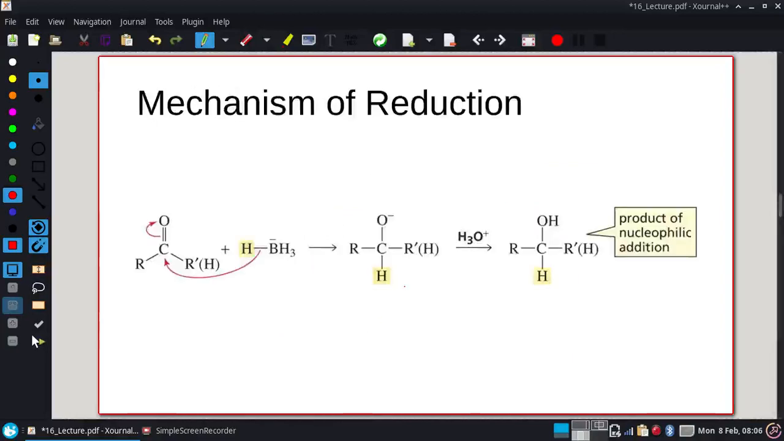Now, here is that mechanism. It's actually the BH4 part of it that does all the work. And that does just do a nucleophilic attack. The hydrogen is the nucleophile in this case, and it does make a tetrahedral arrangement, and then we just protonate that.